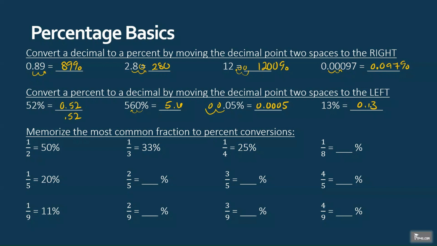Okay, now let's talk about fractions. I recommend certain ones that you just memorize. Certainly, you can always calculate it. You can use your calculator, right? And on your calculator, the way I would write it is 1 divided by 2 equals, and your calculator would tell you 0.5, and then you would move your decimal 2 places to the right and get 50%.